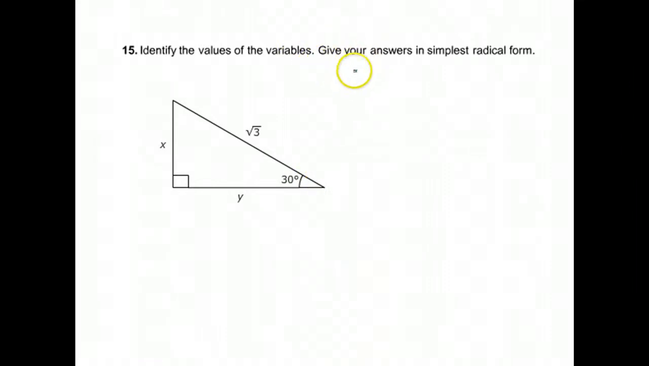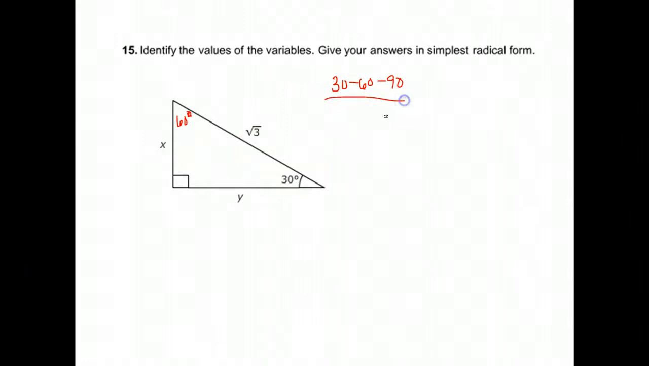Identify the values of the variables. Give your answers in simplest radical form. So the first thing I notice is that I have a right triangle. The second thing I notice is there's a 30-degree angle here, which means this would have to be 60. So I'm dealing with a 30, 60, 90 triangle.